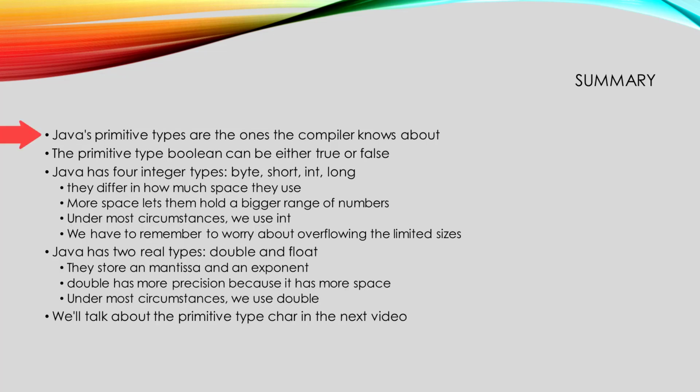So, Java has a set of types that the compiler knows about, and we call these primitive types. The Boolean type allows a variable to hold either true or false. There are 4 primitive types for integers, and they vary in how much memory they are given, and that means that they differ in the range of numbers each can represent. Most of the time, we use int because it's consistent with the Java API and gives us a big enough range. The risk with integers is that because they are fixed size, they can overflow.